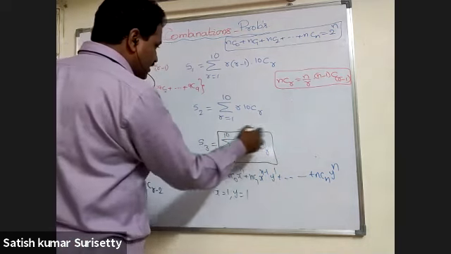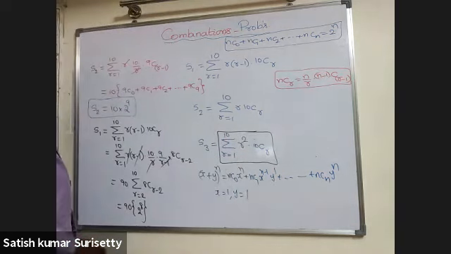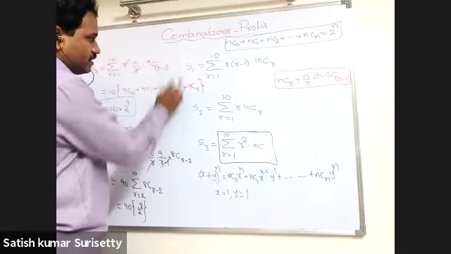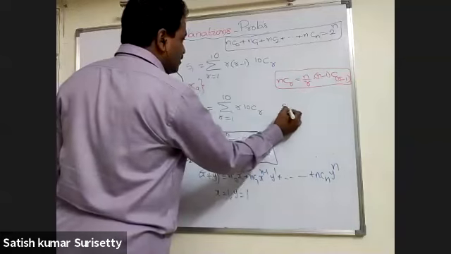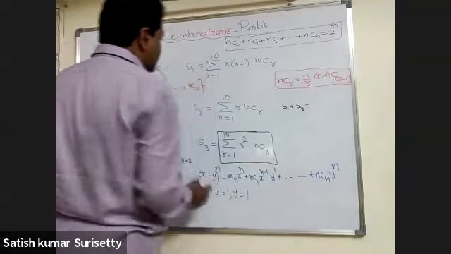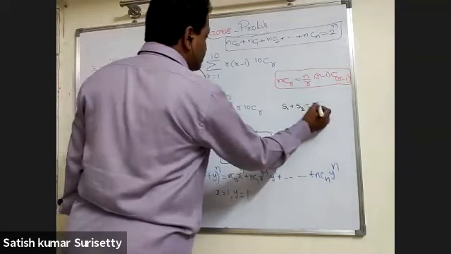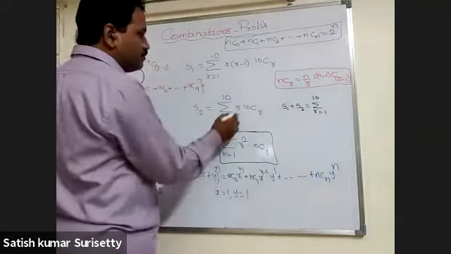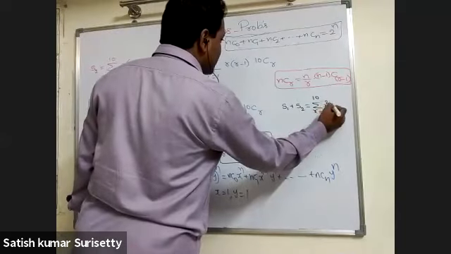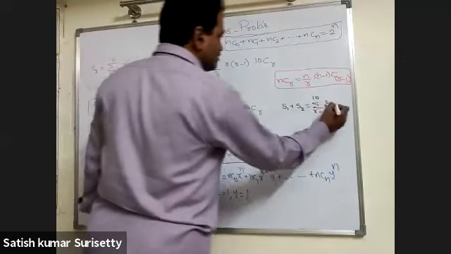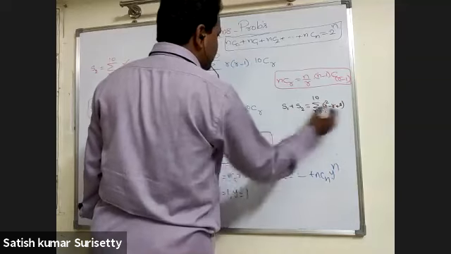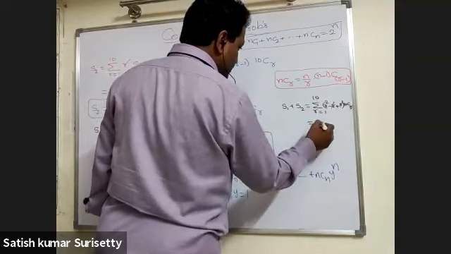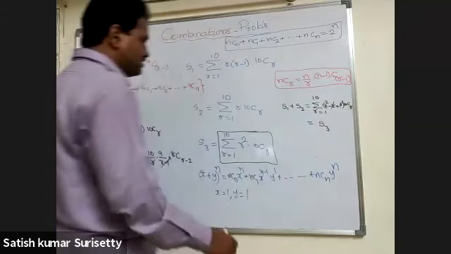S3 also can be calculated in exactly the same manner. Or else, if I add S1 and S2, S1 plus S2, that means sigma r equal to 1 to 10 r into (r minus 1 plus r), that means (r square minus r plus r) into 10Cr. Which is the same as what? S3, r square into 10Cr. S3.